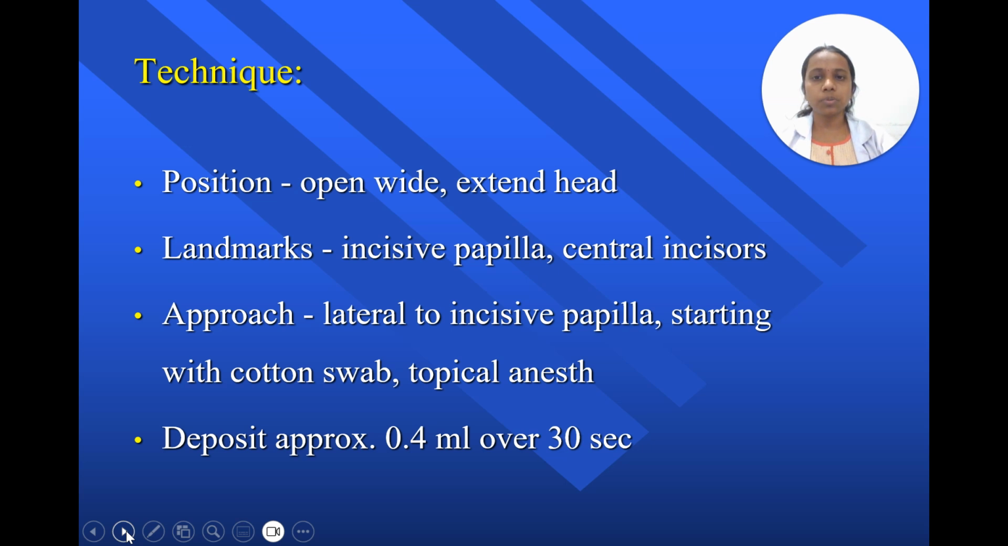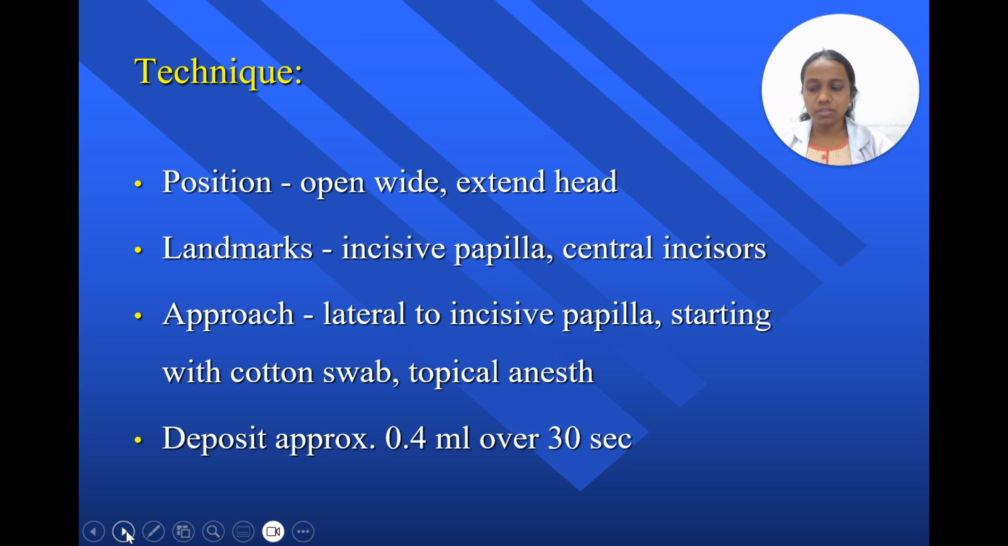Coming to the technique, position the patient with the mouth wide open and extended head or extended neck. Landmarks: the incisive papilla has to be identified, which will be present in between the two central incisors on the palate. You approach from the lateral aspect of the incisive papilla, starting with a cotton swab and topical anesthetic agents.